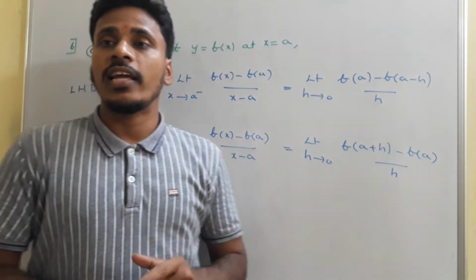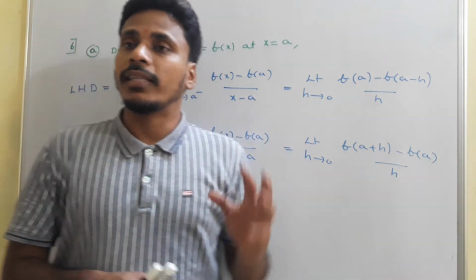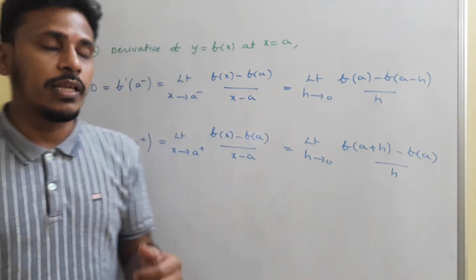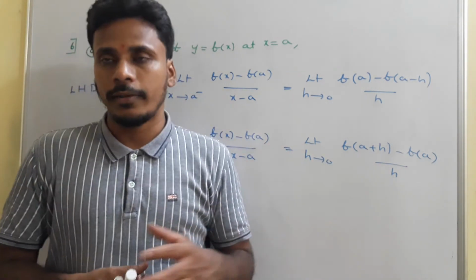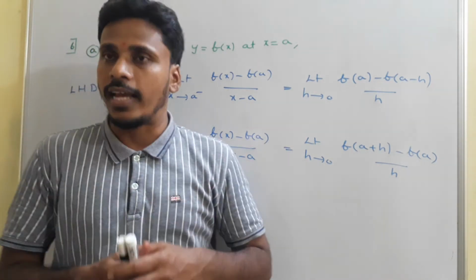Definition 1 is instantaneous rate of change, definition 2 is slope of tangent, and definition 3 is mathematically the difference of y divided by the difference of x, simply with respect to a limit. Okay, so these three definitions we already discussed in the previous class.